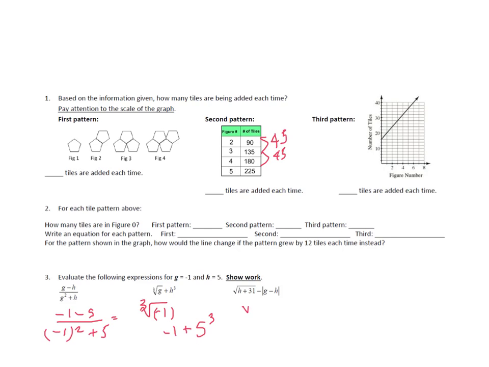Here we've got the square root of 5 plus 31. That's 36. Minus the absolute value of -1 minus 5. -1 minus 5 is -6. What's the square root of 36? What's the absolute value of -6? And what happens when I subtract those two things?